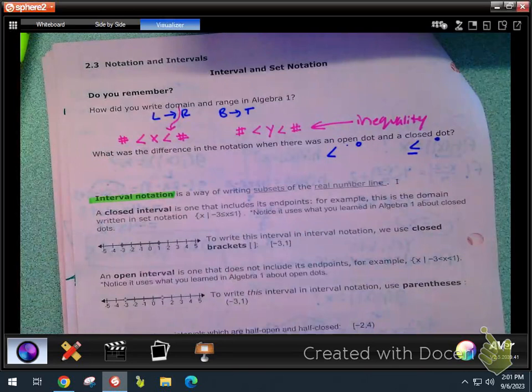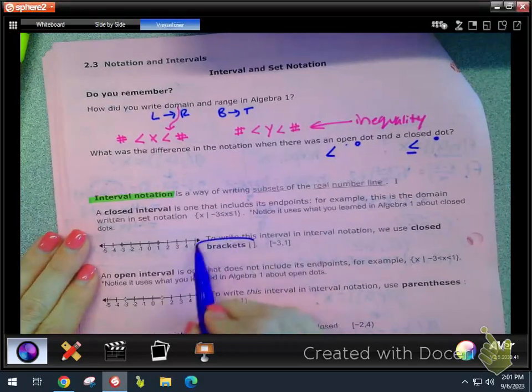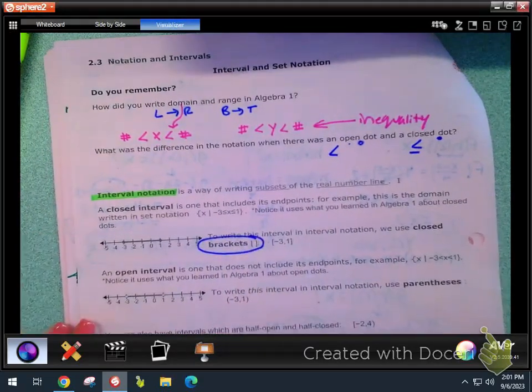If it was a definite open circle or an arrow, what does an arrow mean you're going towards? Infinity. We never equal infinity. So there are some times when you have that open notation versus not. In interval land, you denote or equal to with a square bracket right here. Closed brackets. Okay, so they look like that.